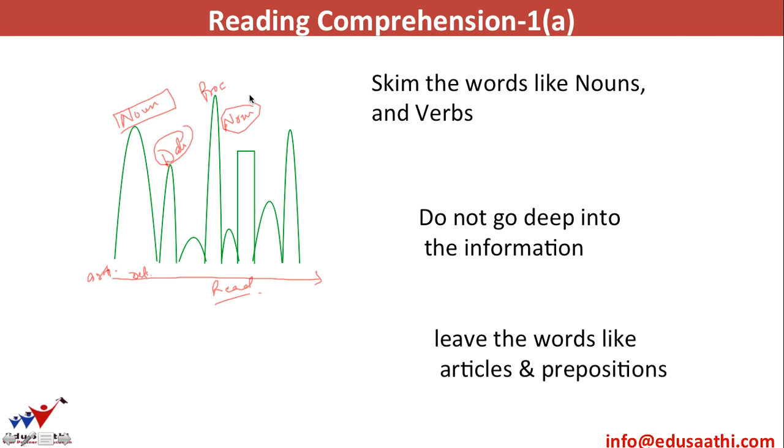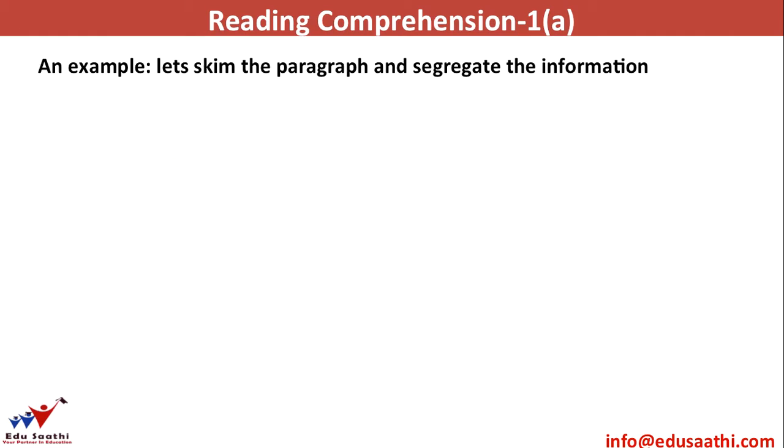Leave the words like prepositions and articles. You obviously know where to use on, where to use at. This is something you know, so you need not read and waste your time there, right? So you're just reading what is required. You're reading only nouns, pronouns, and you're looking for the dates, nouns, what is happening where. You're making your own story, which is totally in sync with what exactly is happening in the paragraph. Now let's take an example to skim a passage for some specific information.